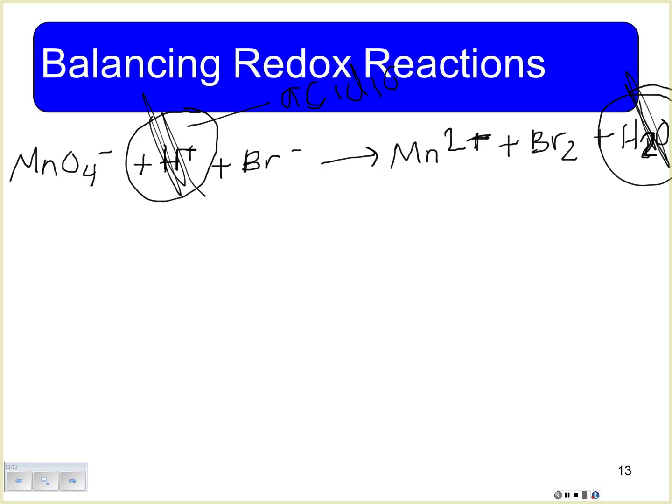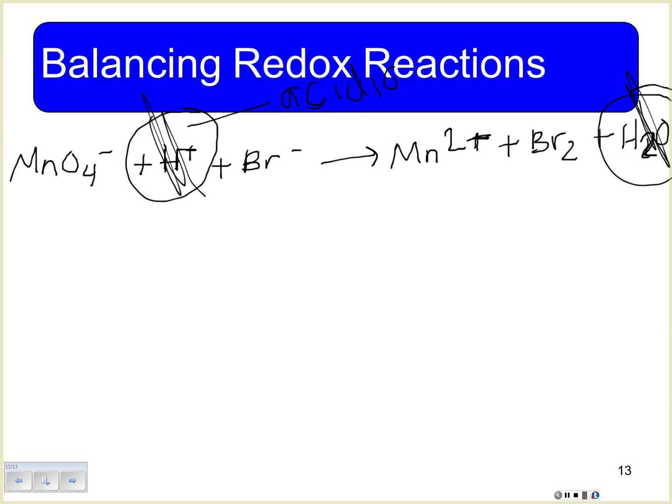Now your mass balance. So now you've got to get charge balanced. I've got a positive 2 charge and a negative 1 charge. You just added 8 positive charge there. So you have a plus 7 charge over here, and a plus 2 over here. So you're going to add 5 electrons to this side. The plus 7 came from my 8 minus 1. Okay. And so you're going to need 5 electrons.